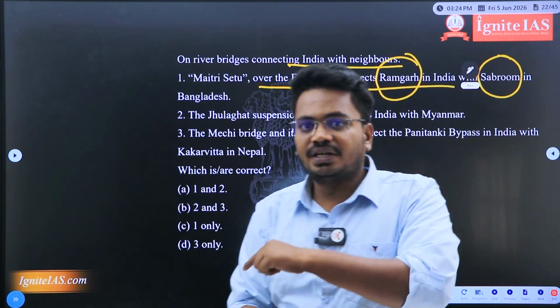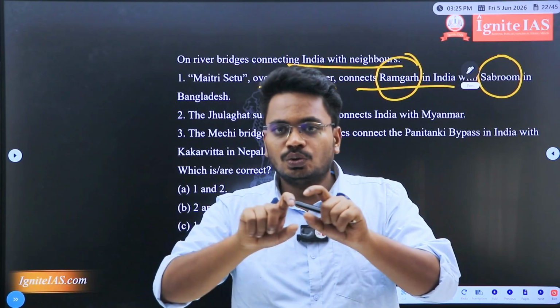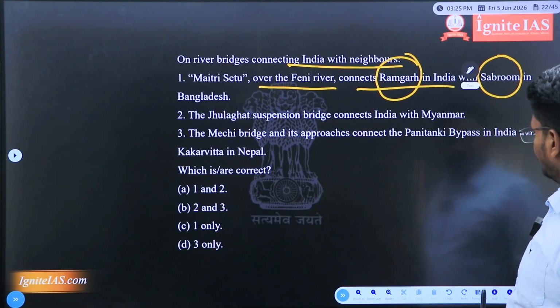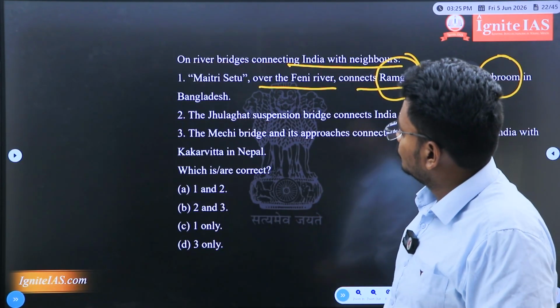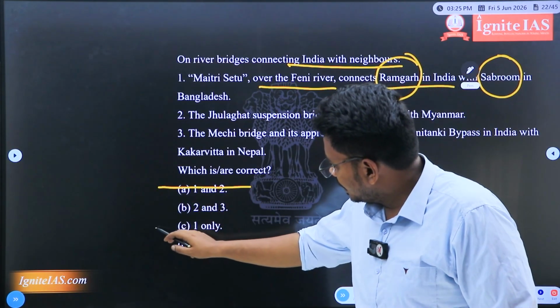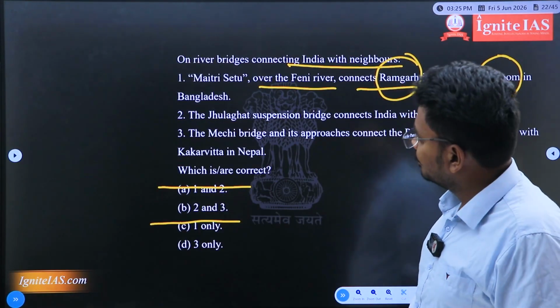So he has twisted the areas which were connected by this river. Okay, where is Sabroom? If I am not wrong, it is in Tripura. Okay, Sabroom is in Tripura, right? So statement 1 is wrong. So parallelly try to eliminate. Option A has gone, option C has gone, and we have B and D.